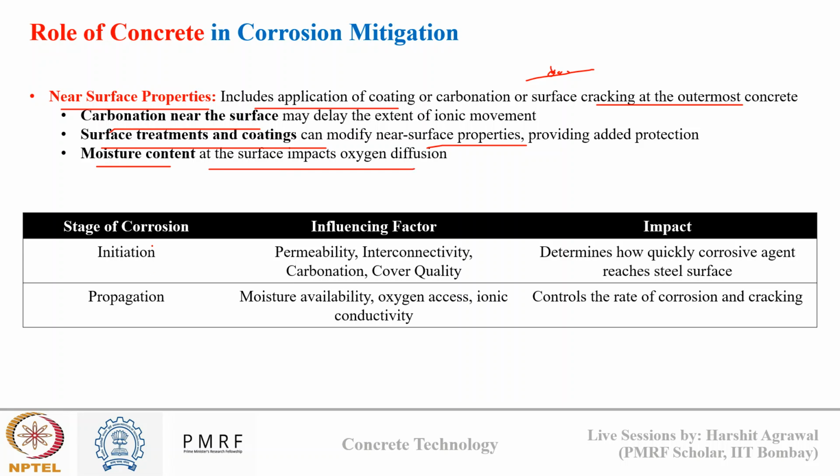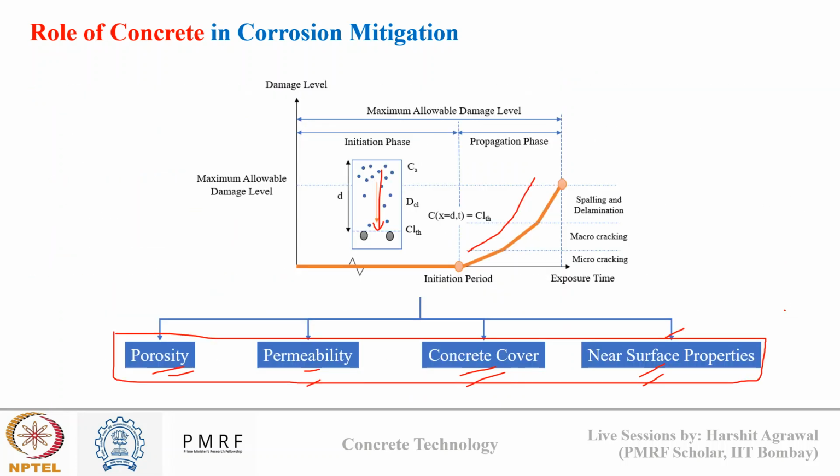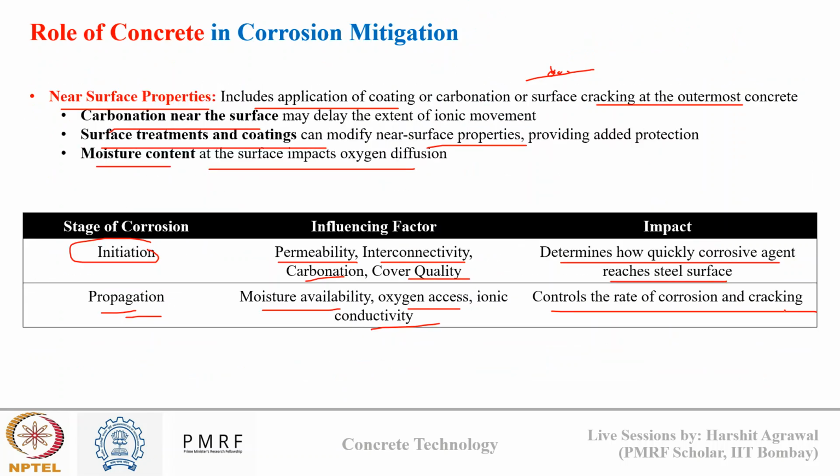Okay, and moisture content, again, if there is more moisture present, it can impact the oxidant diffusion or other ion diffusion. Okay, so the initiation period will be influenced by the permeability, interconnectivity, carbonation, and the cover quality, and it will determine how quickly my corrosive ions are reaching the steel interface. However, propagation will depend upon the moisture availability, oxygen access, and ionic conductivity, which will control the rate of corrosion and cracking. So this is how concrete plays a role in controlling the corrosion process, through porosity, permeability, cover quality, and the near surface property.